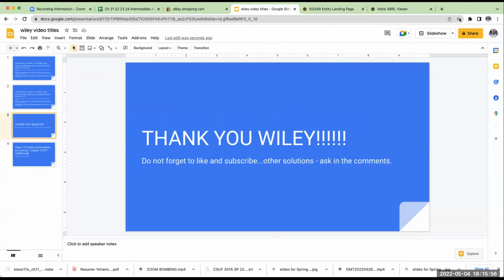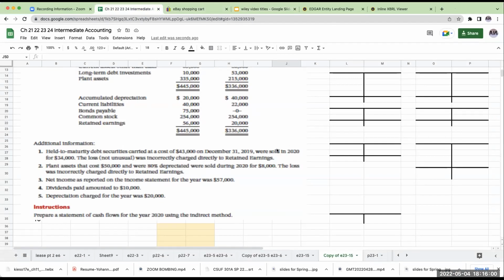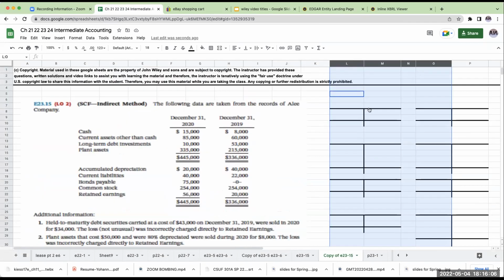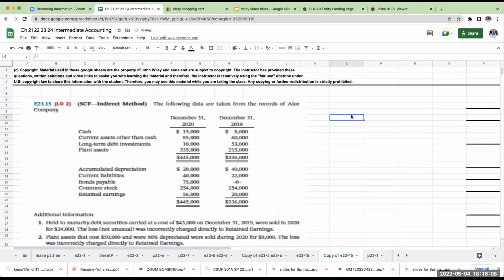Okay, before we say thank you, Wiley, we need to go through and do the question. So right over here, do the question, always fun. When I get a statement of cash flow question, this is the way I like to do it, and this is what I've always gone through and how I've shown my students how to do it. The first thing I like to do is create a skeleton.